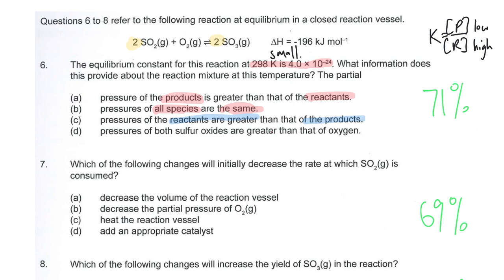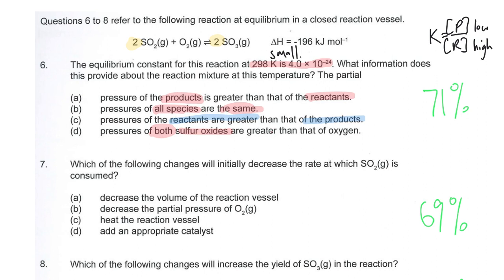And in fact, we should recognize that this is a small value, right? Because this is a small value, that means there's going to be lots of these, which means that the pressure exerted by the oxygen is going to be much larger than the pressure exerted by the SO3. Okay, so that's why that one is wrong. Especially with both sulfur oxides, yes, the SO2 will probably be higher, but the SO3 will not.